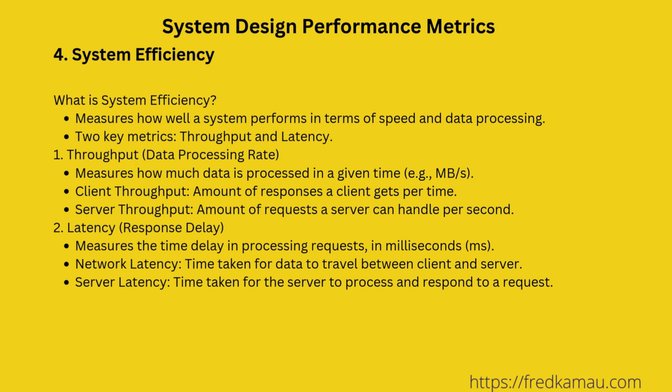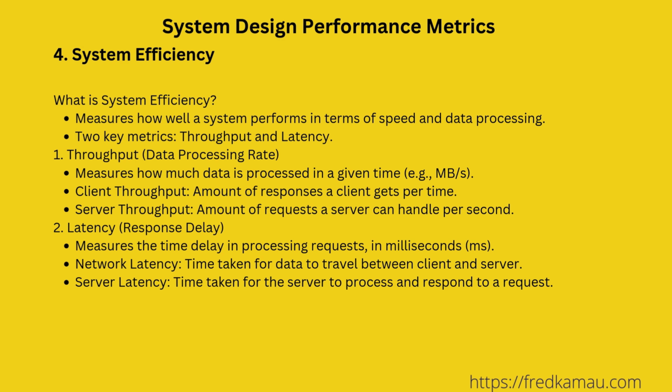The last metric that is used to measure the performance of a system is system efficiency. System efficiency measures how well a system works. The two metrics that are used to measure system efficiency are latency and throughput. Throughput refers to how much data can be processed within a specific period of time, and it's measured by megabits per second.